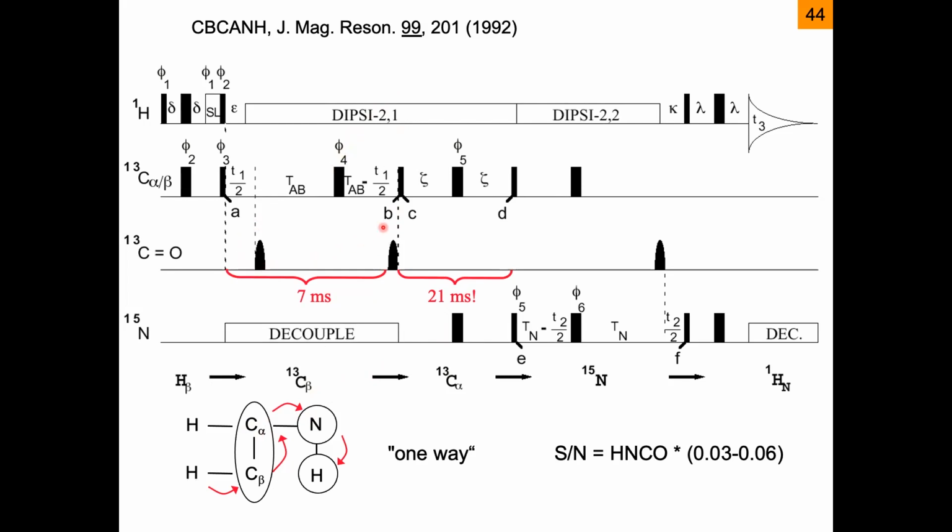The problem is now you need to dephase from the C alpha to the nitrogen, where there's the weak coupling and the strong relaxation. You have 21 milliseconds, if you do the delays right, for this part where you stay transverse on C alpha, and it's a fast relaxation. So it's not very efficient, 3 to 6% I calculated relative to the HNCO.